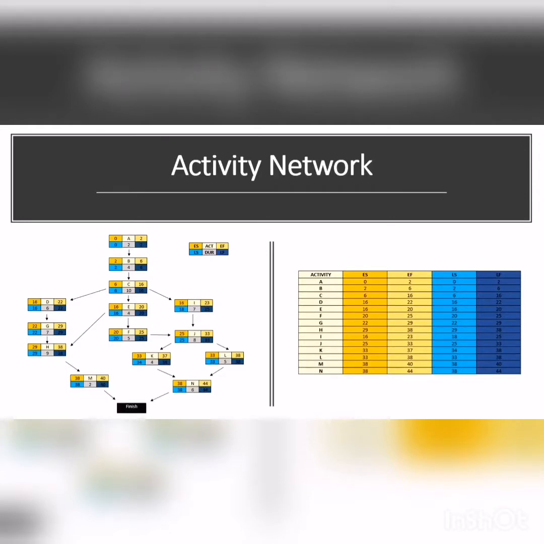However, in that case, we found different arrows, for example at G. We found different arrows from K and L into G. So for this case, we need to choose the smaller value of LS. So as we can see, the smaller value is L. So we put the 33 here. So 33 minus 8 equal to 25. So this is how we get LS and LF.